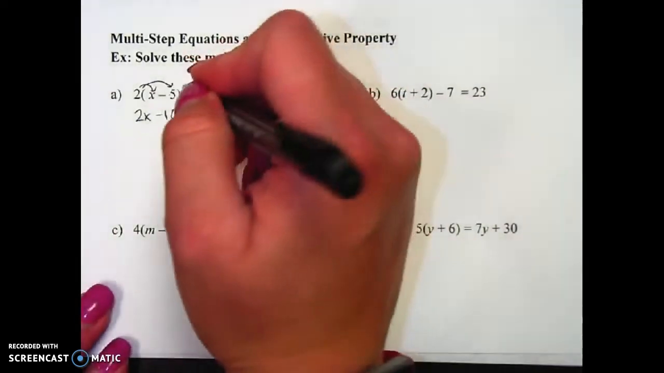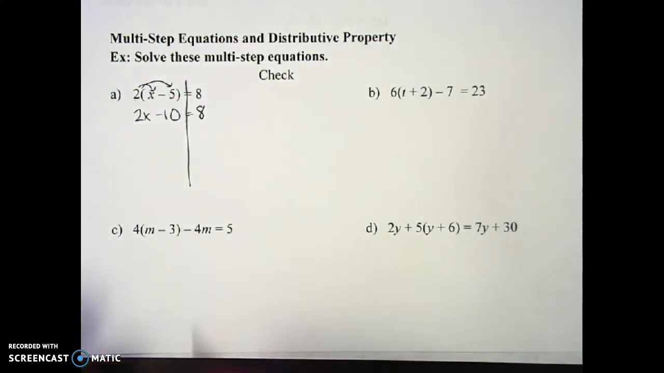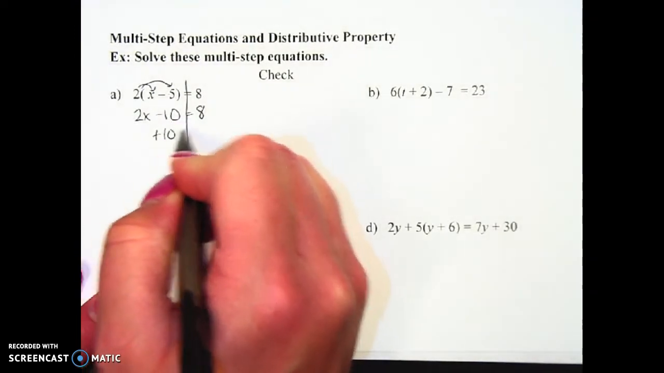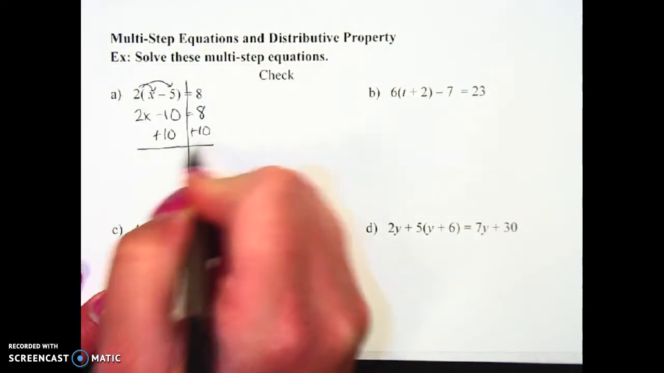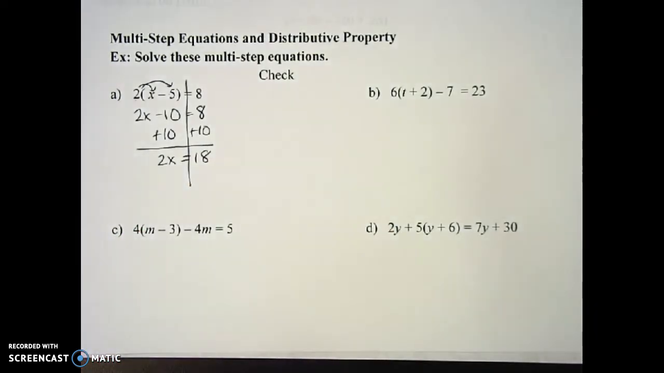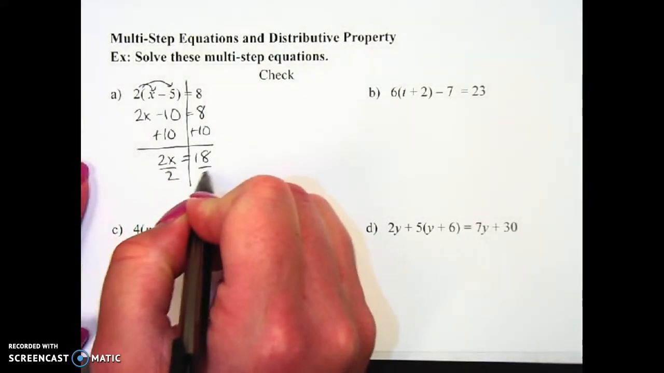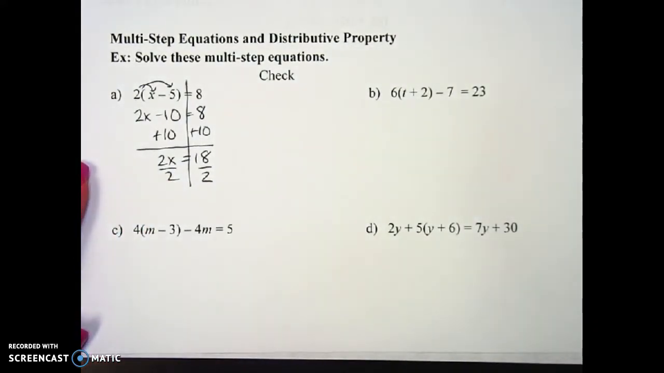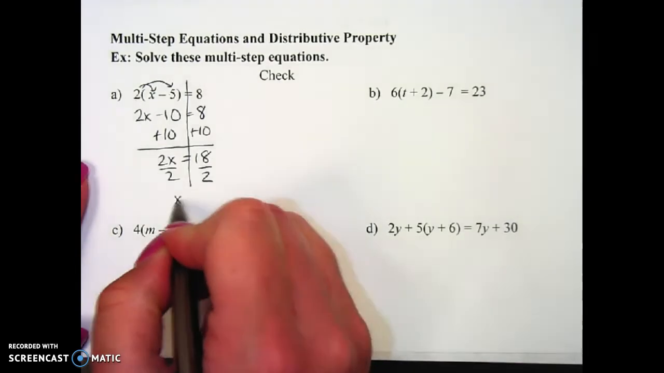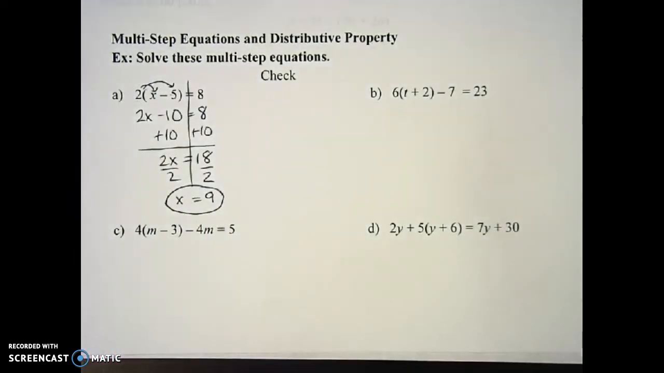Okay, so if that balance beam helped you, we're going to keep going from there like we have the last couple of days. The opposite of minus 10 would be to add 10 to both sides. My goal was to get x by itself. So now that x is on one side by itself, and my numbers are on the other, my last step is to do the opposite of multiply, which is divide. So if I divide both sides by 2, I get a solution of x equals 9.